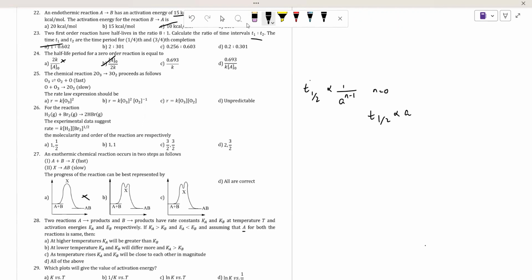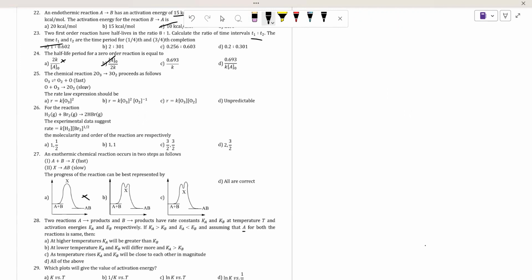Now coming to 25th question. So what is the 25th question? It is about complex reactions in which two elementary steps they have given. One is the equilibrium fast step and one is the slow step. They have given two steps for this reaction, and they're asking you to determine the rate law.